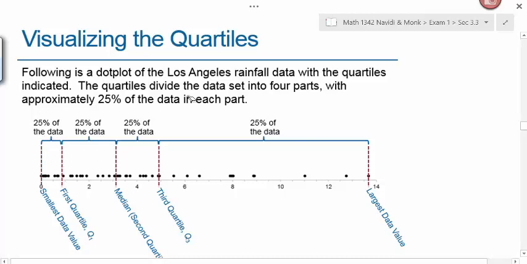Following is a dot plot of the Los Angeles rainfall data with quartiles indicated. The quartiles divide the data set into 4 parts, with approximately 25% of the data in each part. There's our rainfall data listed out. Notice most of our 25% is bunched up. The distance from the minimum value to our first quartile was very small. But if we go out to our fourth quarter, the distance from the third quartile to the largest value is spread out. When something like this happens, we say that the distribution would be skewed right because the long tail goes off to the right.